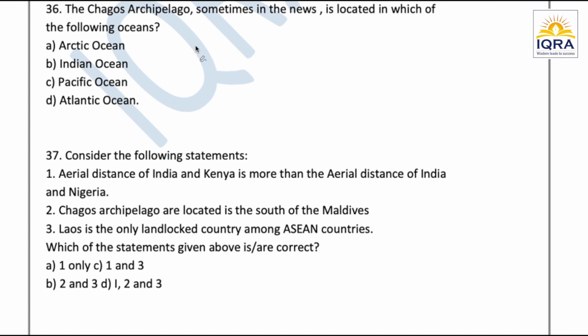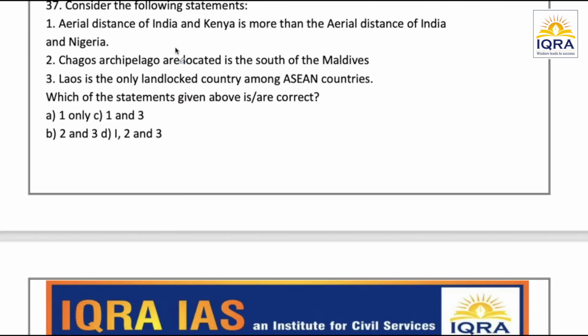Question number 36 says, Chagos archipelago, sometimes seen in the news, is located in which of the following ocean? So it is located in the Indian Ocean. देखो, इसको Chagos Island भी बोलते हैं. They are the group of 7 atolls comprising of more than 60 individual tropical islands in the Indian Ocean. Again, like I mentioned before, that mapping becomes important. So make sure that you keep your atlas with you while you're reading newspaper, right? Moving on to the next question, question number 37.